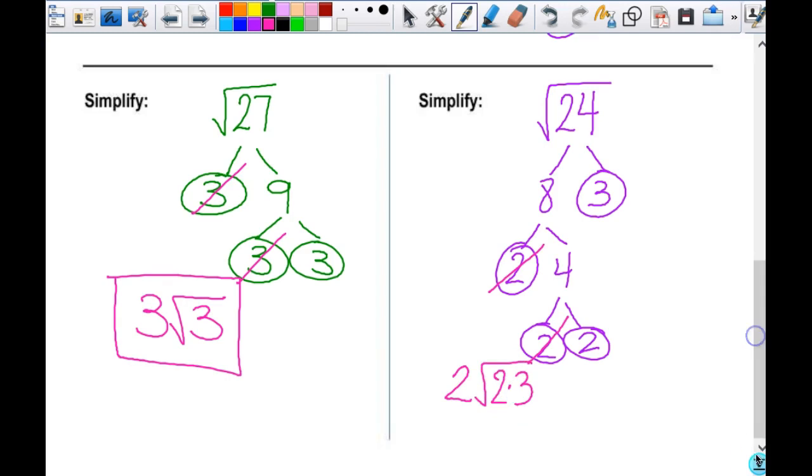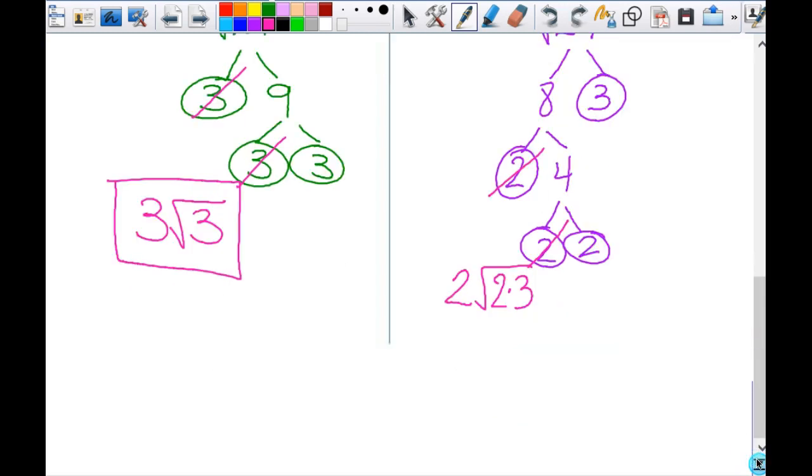Everything that's happening is multiplication, so I don't leave it like that. I'm not 100% done. That is equal to 2 square root of 6. So what is underneath the square root sign may not be a prime number. But when you split it up, there's no pairs of prime numbers you can pull out. Does that make sense to you?